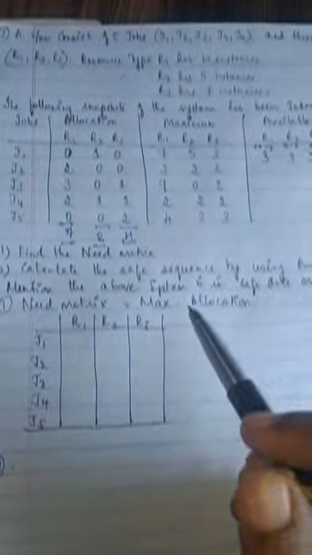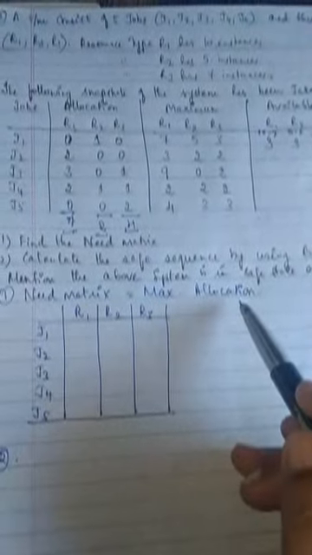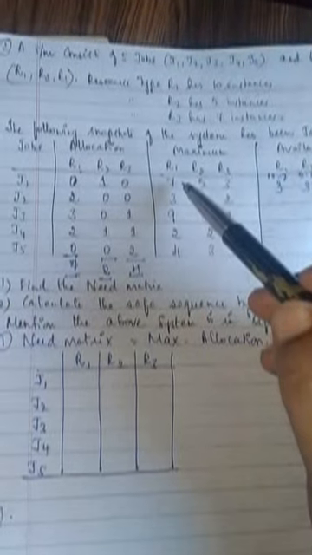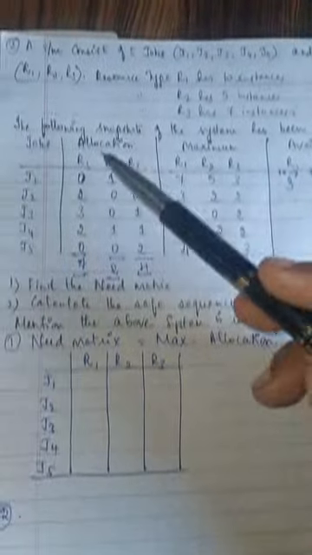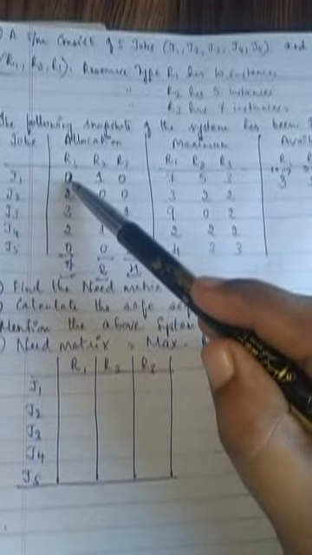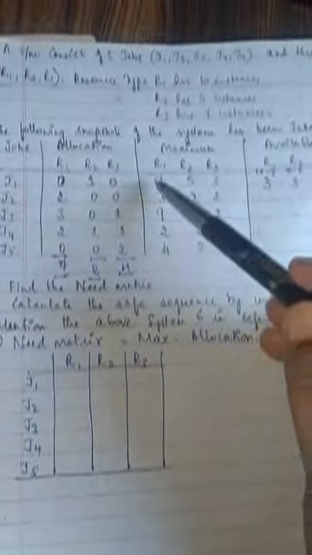Next in the question, find the need matrix. How are we going to calculate the need matrix? We have already seen the formula in the previous video. The formula to calculate the need matrix is max minus allocation. The maximum value is already given to you in the question. For each job you have to see. For job J1, resource type R1, a maximum of 7 is required. How much is allocated? 0 is allocated. So 7 minus 0 will give you need.